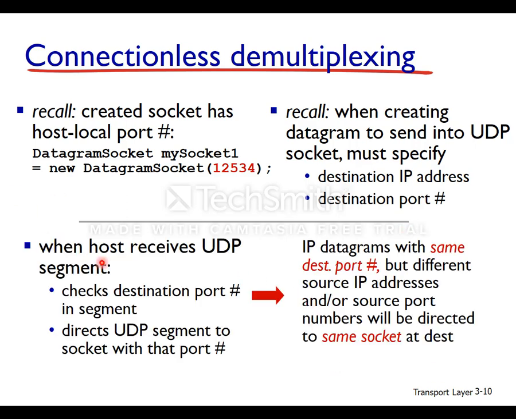Now, when a host receives a UDP segment, it checks the destination port number in the segment, and then it directs the UDP segment to the socket with that port number. What this means is that IP datagrams that have the same destination port number but different source IP addresses and/or source port numbers will always go to the same socket at the destination.